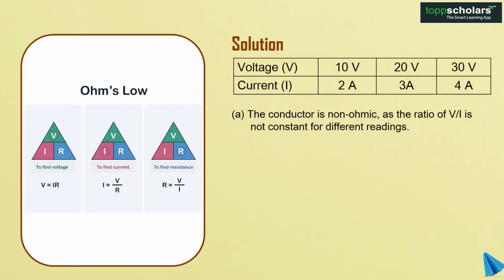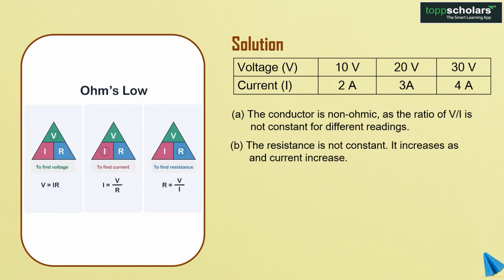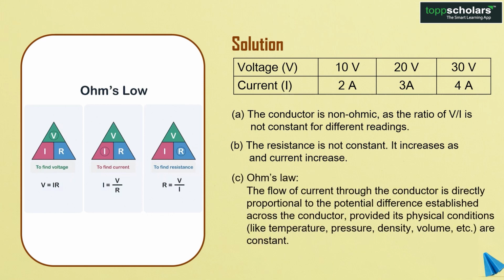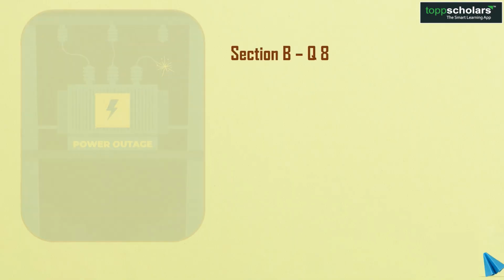So the conductor is non-ohmic as the ratio of V by I is not constant for different readings. The resistance is not constant. It increases as voltage and current increases. Ohm's law: the flow of current through the conductor is directly proportional to the potential difference established across the conductor, provided its physical conditions like temperature, pressure, density, volume are constant. Let's have a look at the next question.